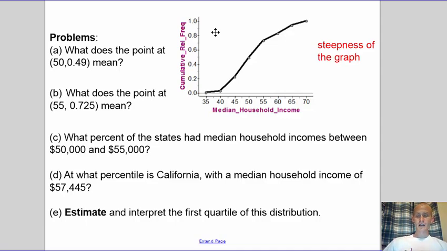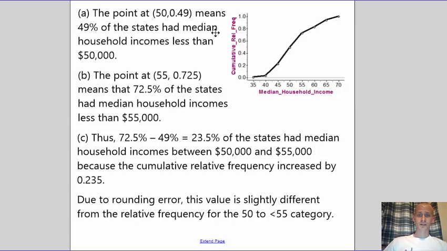So what does that mean? Well, our x-axis is the median household income. So that's 50,000. And then that 0.49 is our cumulative relative frequency. So using the context, we come up with that a median household income of 50,000 for any state would put them at the 49th percentile. So here that is: 49% of states had a median household income less than 50,000.